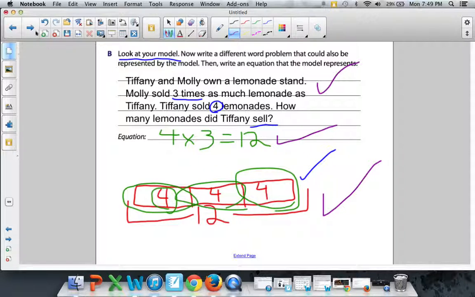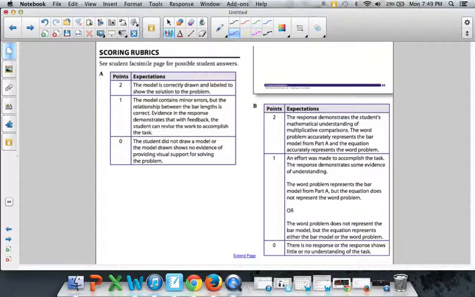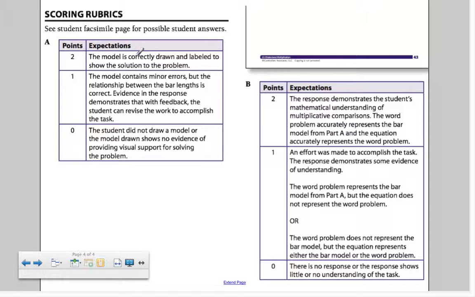Now, real quick, I'm not going to show it for too long, but I am going to full screen it so you can pause it if you want to. This is my scoring rubric. And if you want to get extra credit for this piece of homework, this is what I expect you to do. For 0 points, 1 point, and 2 points.